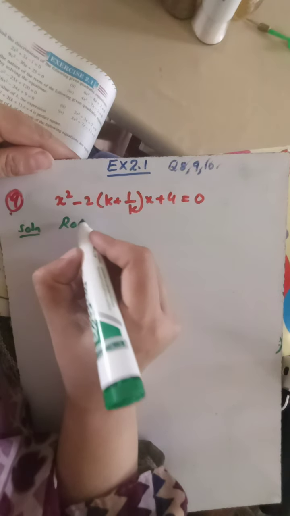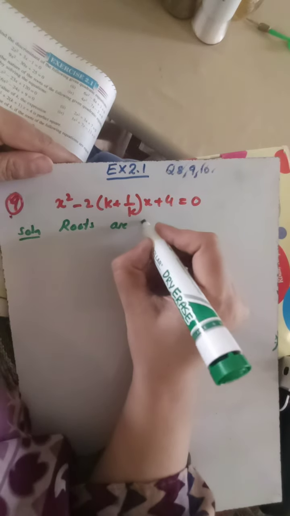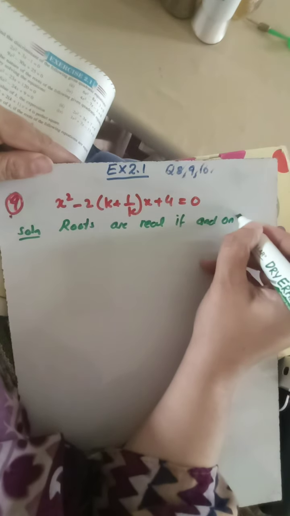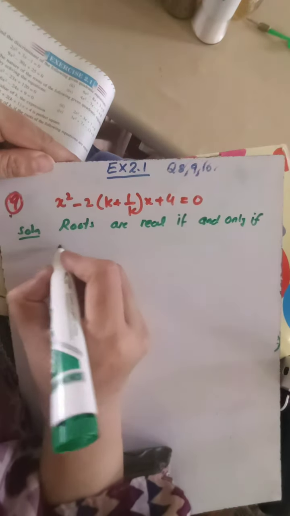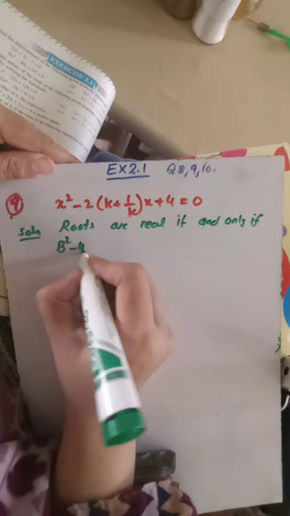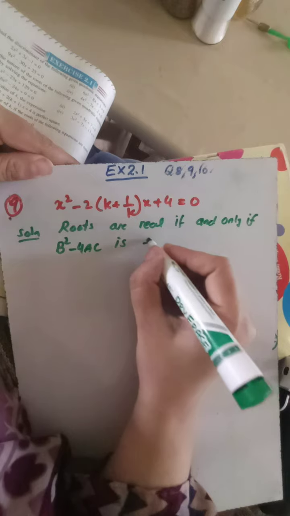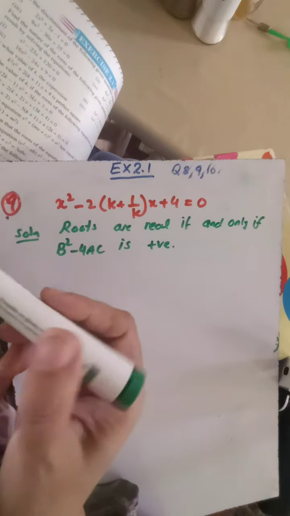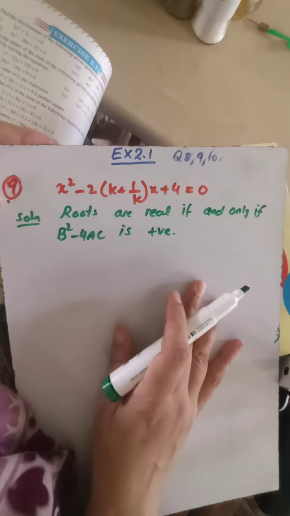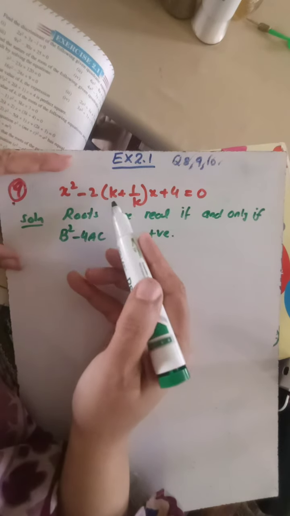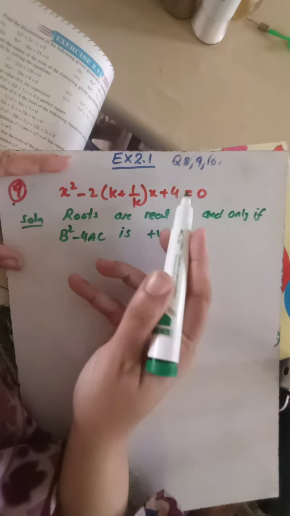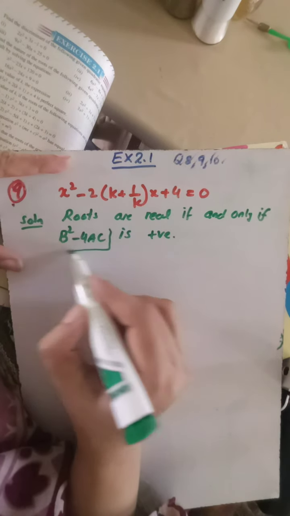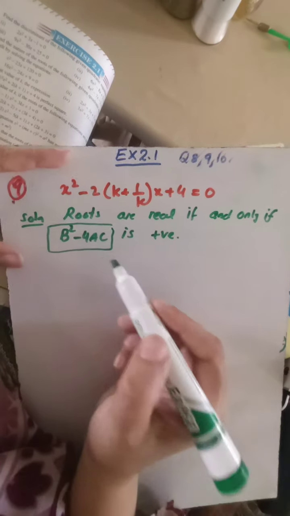We know that roots are real if and only if the discriminant b square minus 4ac is positive. If the discriminant is positive, then it means that the roots of this equation are real. So I'm going to calculate the discriminant and prove that it is a positive number. Independent of the value of k, whatever the value of k, we are always going to get b square minus 4ac as a positive number. We have to prove that this is positive in all the cases.